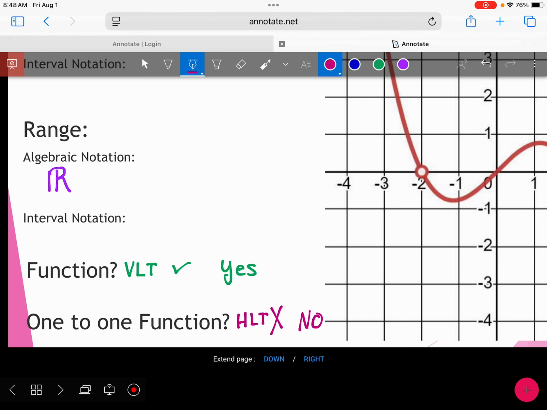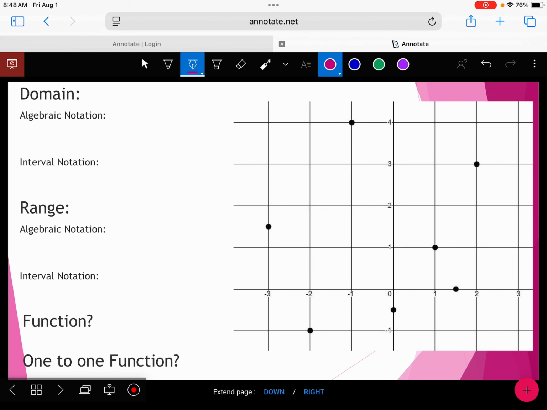We're going to look at one more graph, and then we'll be done. It looks like a scatter plot. So it looks like this. We got little dots and dots and dots.